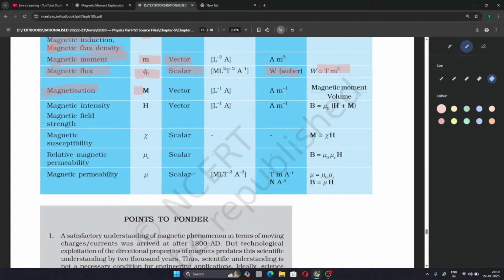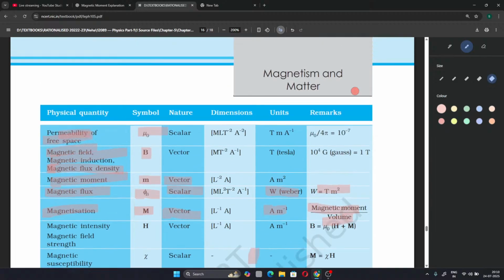Magnetization, capital M, is a vector, with unit ampere per meter, magnetic moment by volume.